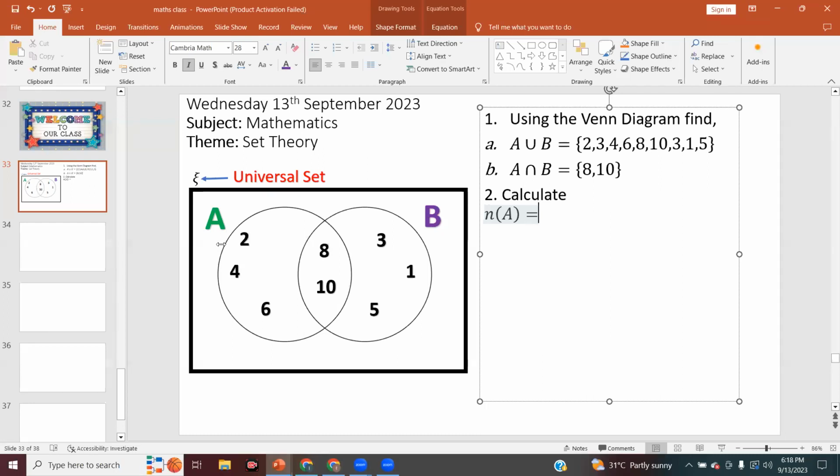All right. Dion, what is the number of elements in A? 5. Why do you say 5? Because there's 2, 4, 6, and then 8 and 10 because it's a union. Very good. 2, 4, 6, 8, and 10. How many numbers is that? 1, 2, 3, 4, and 5. There are only 5 numbers in A. So the answer is 5.